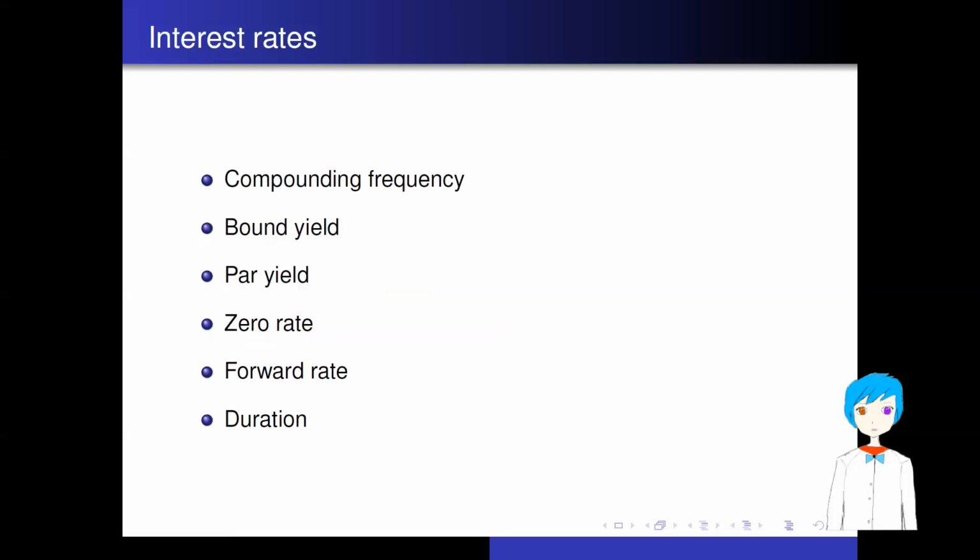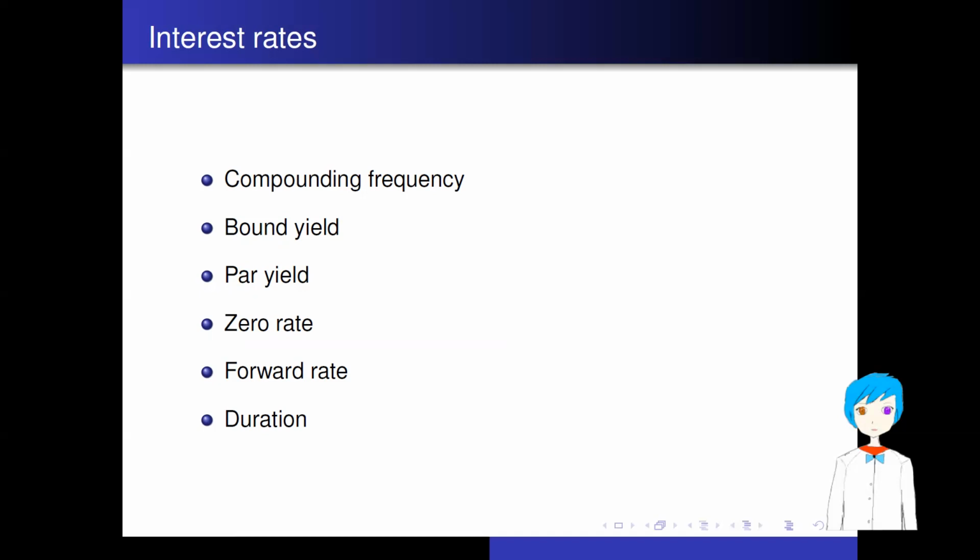For interest rates, we have a bunch of formulas. We have the compounding frequency, the conversion of the interest rate under different compounding frequencies. We have the bond yield. The bond yield makes the summation of all future cash flows equal to the principal. We have the par yield, the zero rate, and the forward rate. The formula for the forward rate you can review in the textbook.